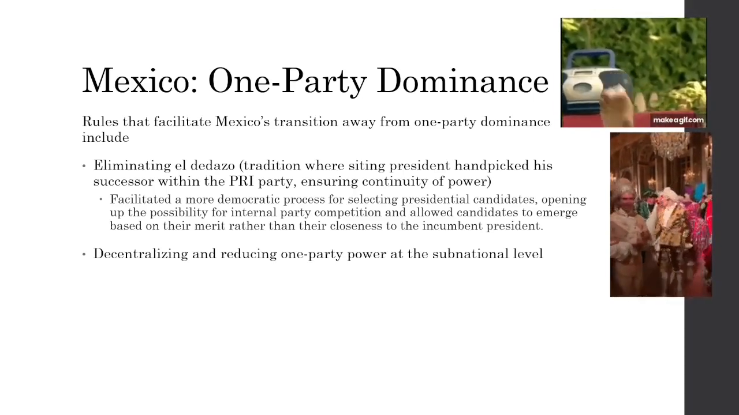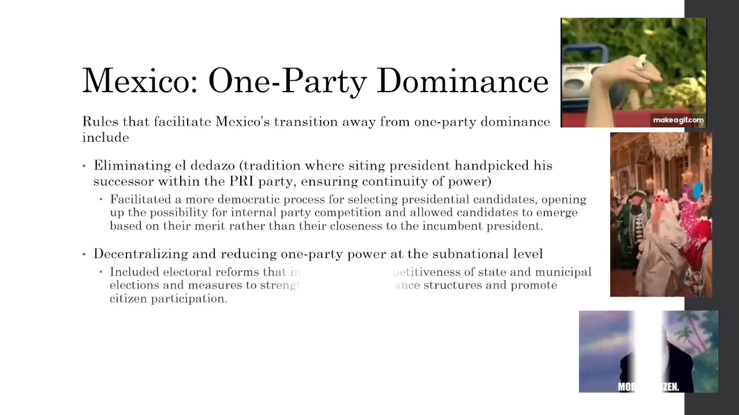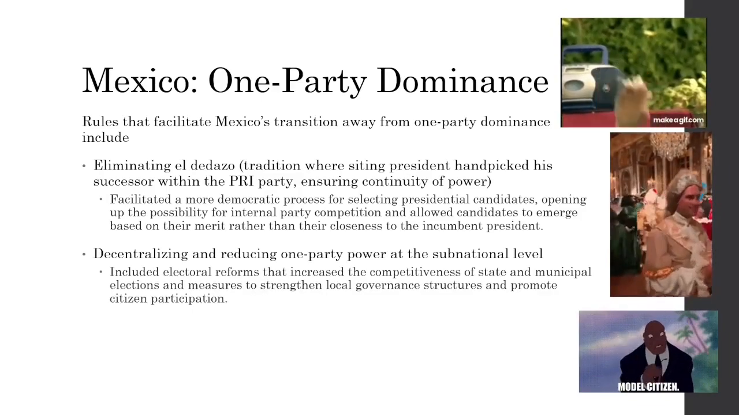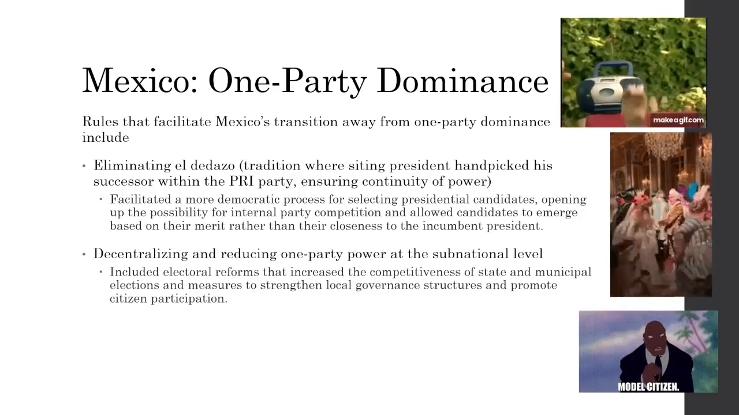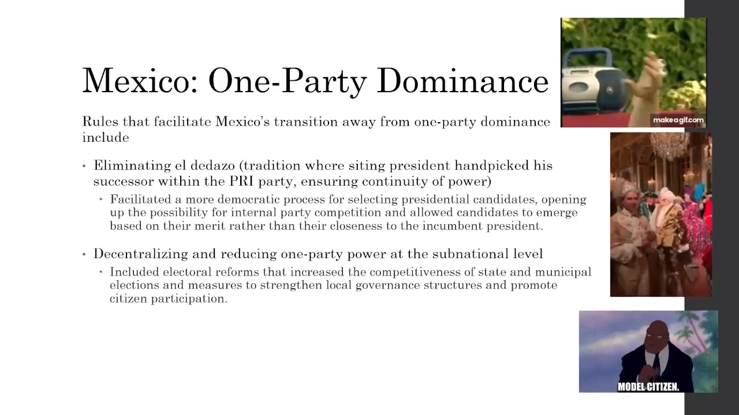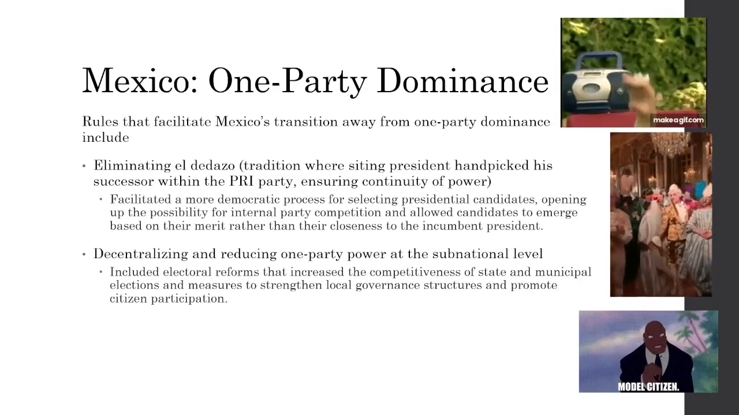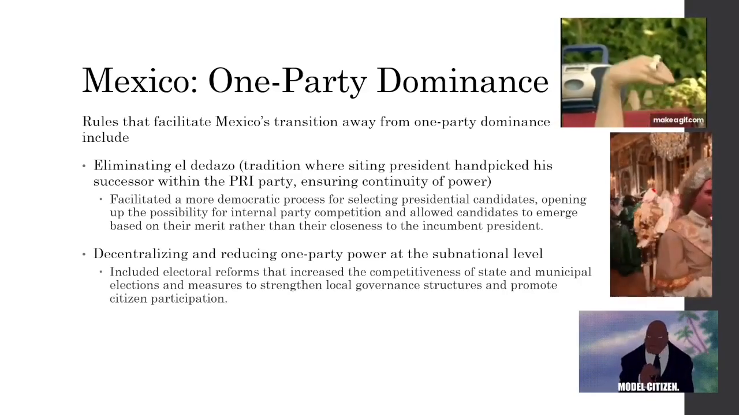They've also decentralized and reduced one-party power at the subnational level. They've included electoral reforms that have increased the competitiveness of state and municipal elections and measures to strengthen local government structures and promote citizen participation. So they're really emphasizing federalism in Mexico. That's what we're seeing here.